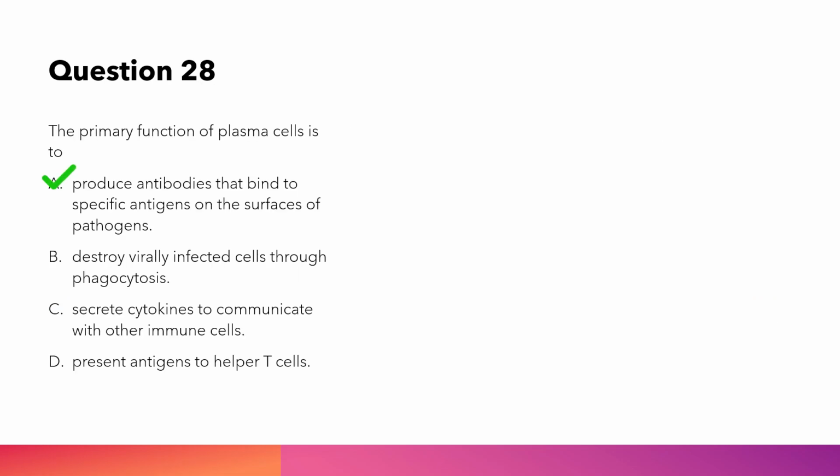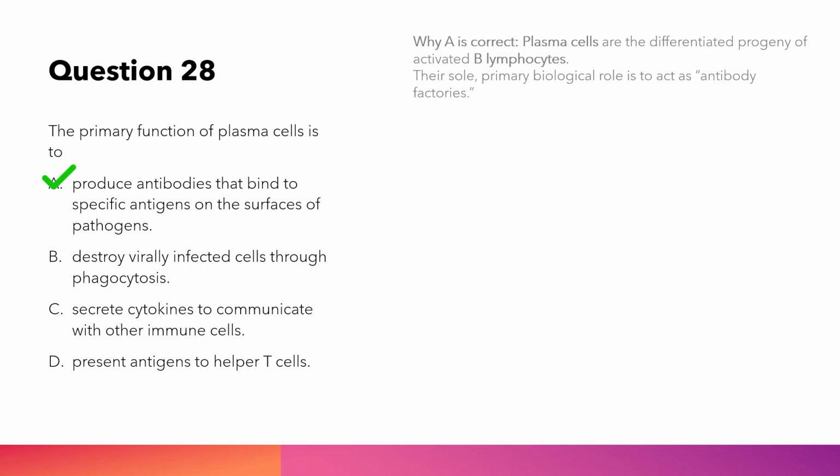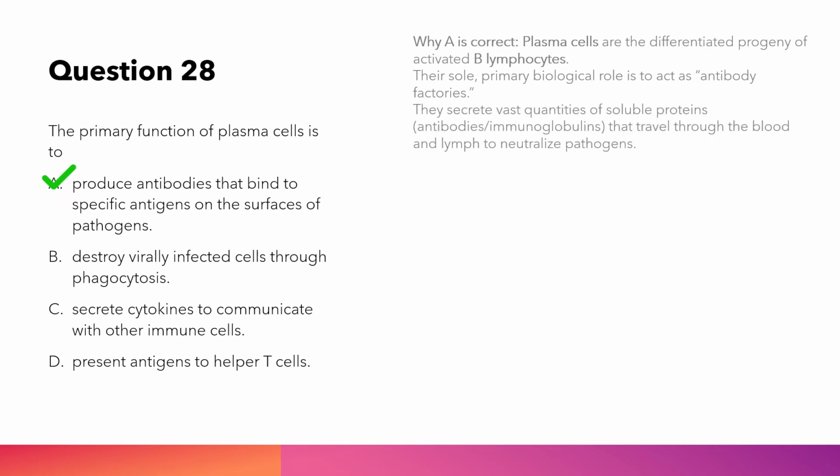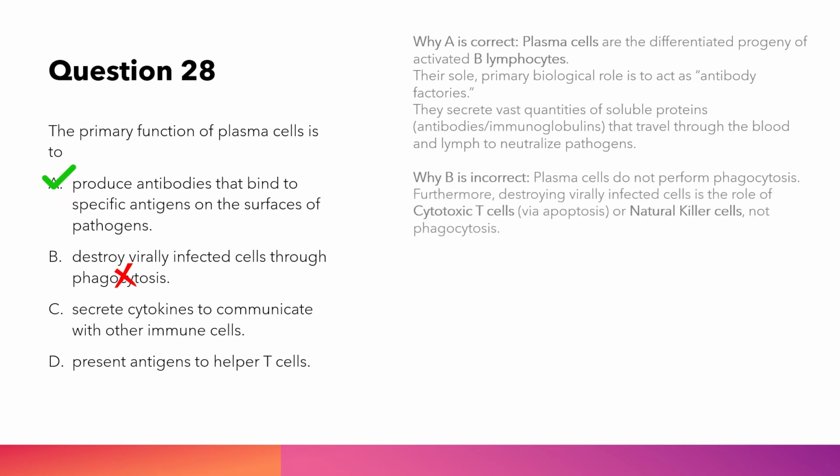Why A is correct. Plasma cells are the differentiated progeny of activated B lymphocytes. Their sole, primary biological role is to act as antibody factories. They secrete vast quantities of soluble proteins, antibodies and immunoglobulins, that travel through the blood and lymph to neutralize pathogens. Why B is incorrect. Plasma cells do not perform phagocytosis. Furthermore, destroying virally infected cells is the role of cytotoxic T cells via apoptosis, or natural killer cells, not phagocytosis.